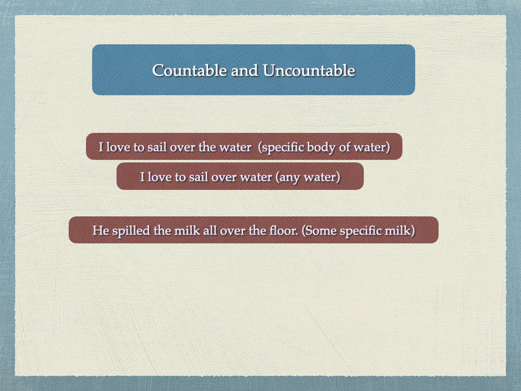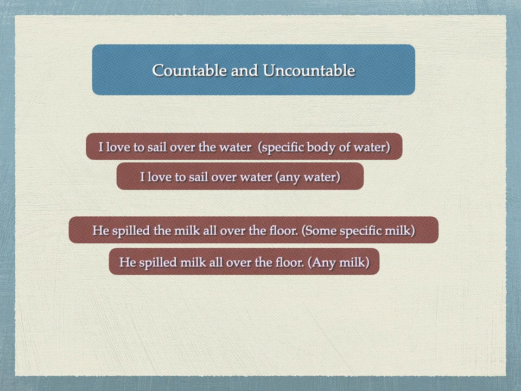Now, look at the next example. He spilled the milk all over the floor. The milk, which means it is some specific milk, maybe a packet that you bought this morning, or maybe a packet that your father bought yesterday night. So it is specifically mentioned. But look at this. He spilled milk all over the floor. So that could be any milk. So when the is used, we are talking about something definite, something specific.